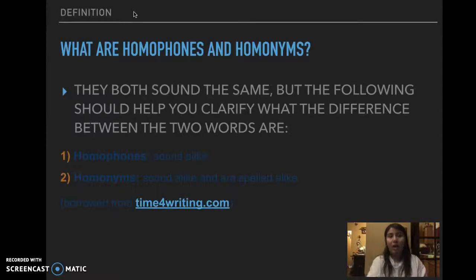So my next slide here shows what homophones and homonyms are. Well, they both sound the same, but the following definition should help students clarify the difference between homophones and homonyms, because they both start with H and they both have the H sound. So I will go ahead and define them. Homophones sound alike, but they are spelled differently, and homonyms sound alike and are spelled alike.